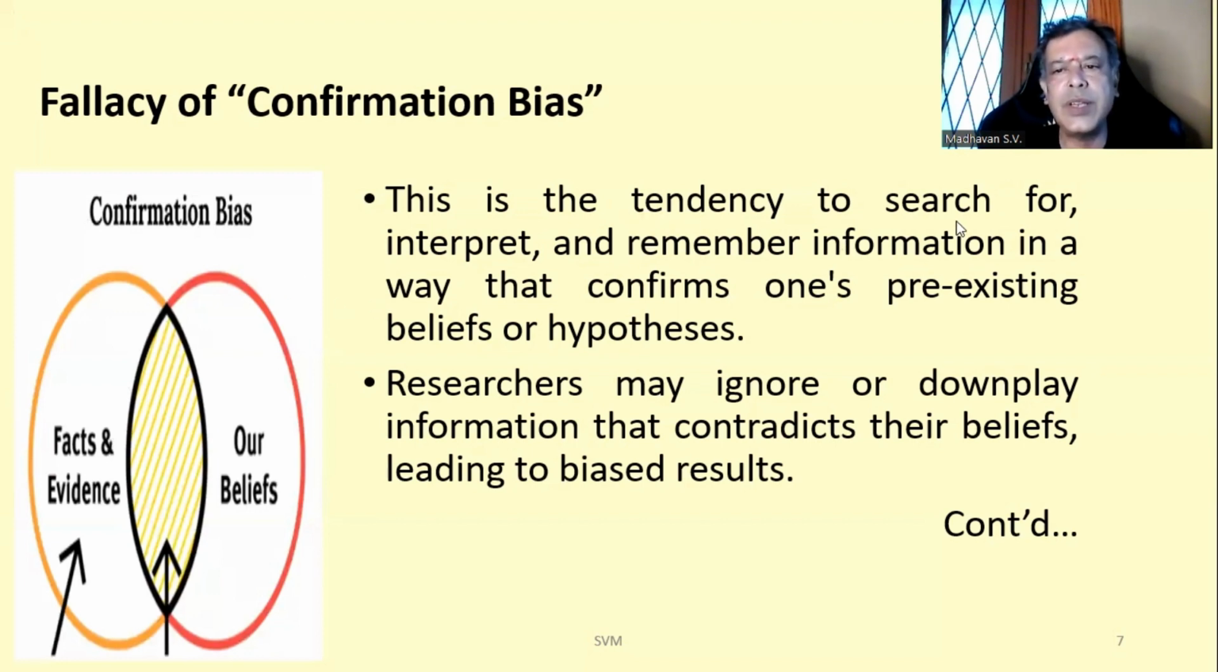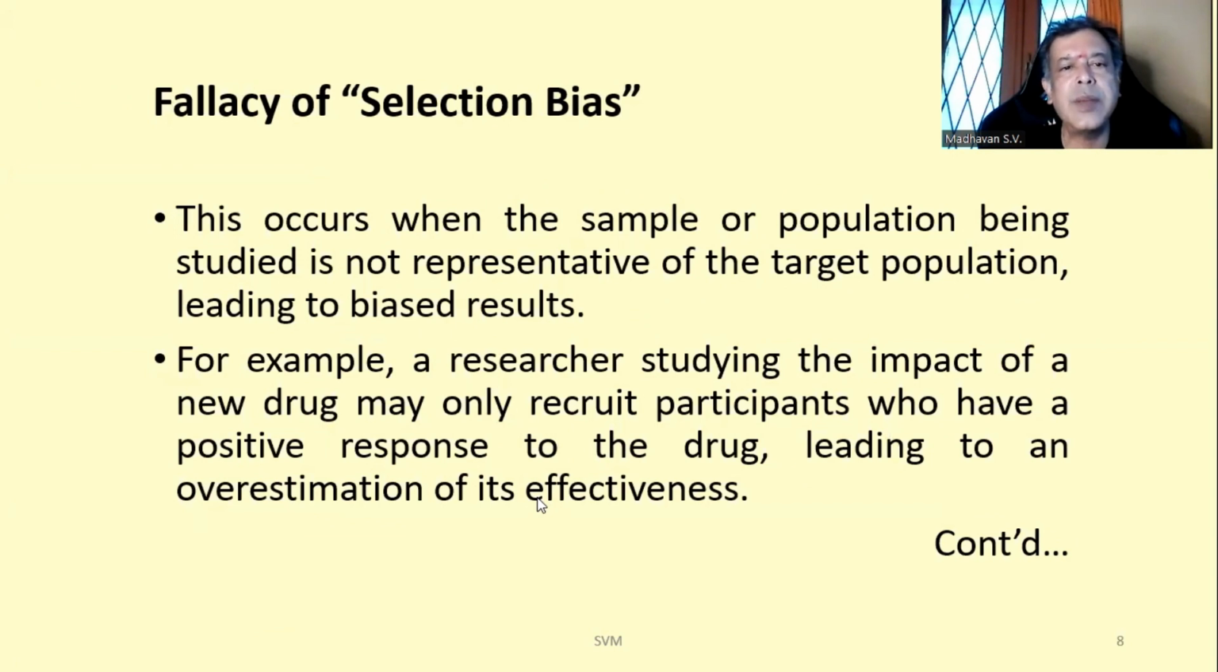This is the tendency to search for, interpret, and remember information in a way that confirms one's pre-existing beliefs or hypothesis. Researchers may ignore or downplay information that contradicts their beliefs, leading to the bias. Here, if you look into the intersection part, that is confirmation bias, because that is tallying with the researcher's beliefs. He is completely ignoring these facts and evidence, but partial facts and evidence which suit his beliefs, he is considering. That is confirmation bias. Selection bias.